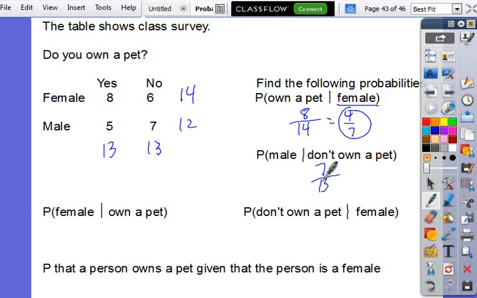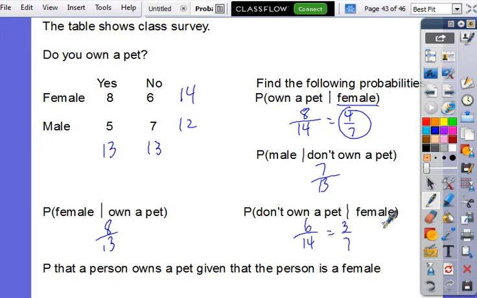Probability of female that own a pet. So how many own a pet up here? 13 own a pet, and of those, how many are female? 8. Doesn't simplify, you're done. Don't own a pet given that they are female. Well, I got to start with the female group, which is 14. Don't own a pet would be 6, simplifies to 3 over 7.